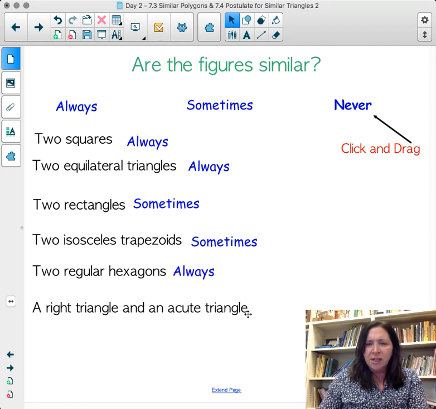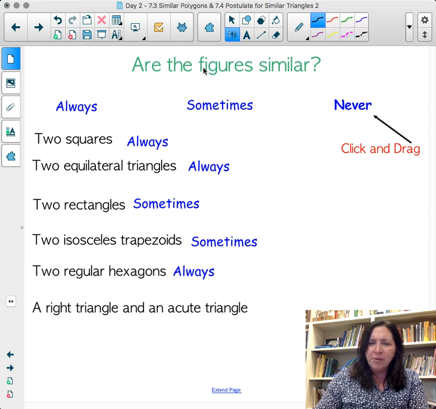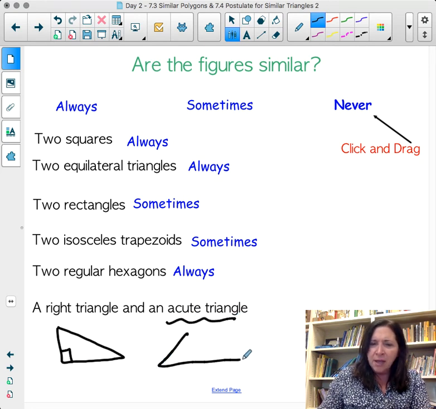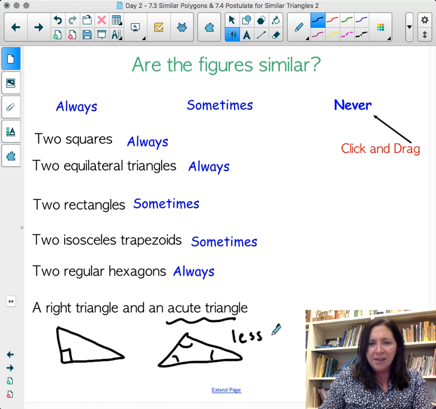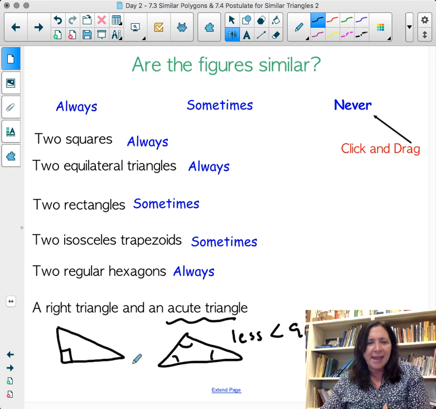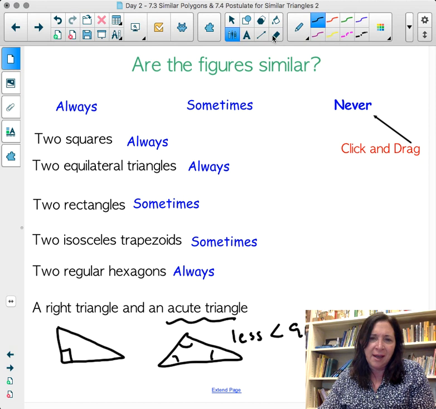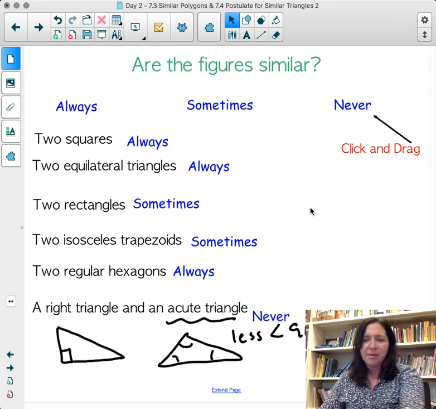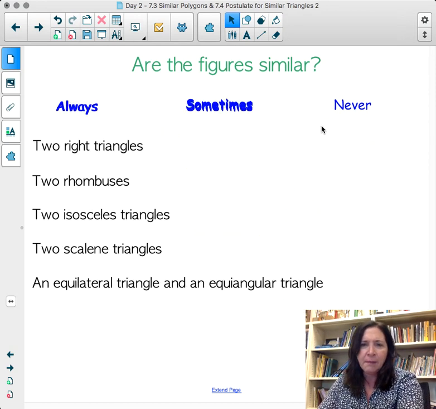And a right triangle and an acute triangle. Now, if you remember what the definition of a right triangle is, it's a triangle that has one right angle. But the definition of an acute triangle means that all the angles, every single one of them, is less than 90 degrees. Okay, so I can't ever have a right triangle similar to an acute triangle because I'm never going to have a right angle. So that's a never. And then you could just check your answers here. Oops. Okay.